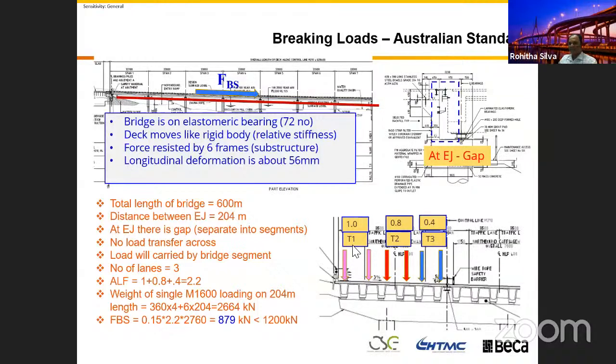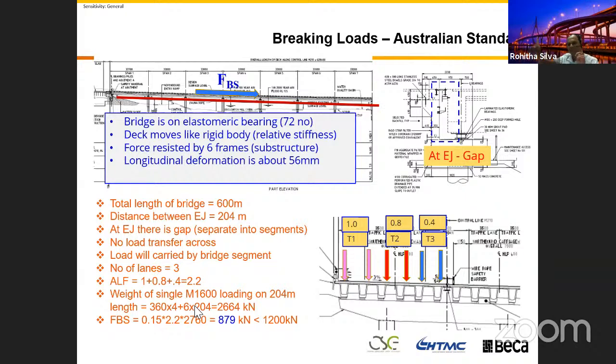Because of this Australian standard, with 3 lanes in our example, the contribution is 100%, 80%, and 40%. So the length of the bridge is 204. We know the number of lanes. So if you put all these lanes, 1.8 and 0.4, equivalent to 2.2, equivalent to M1600, one truck. So if I calculate the total weight of that one M1600 truck, this truck got only triaxial force set, 360 into 4, and it's got a 6 kilonewton per meter load.